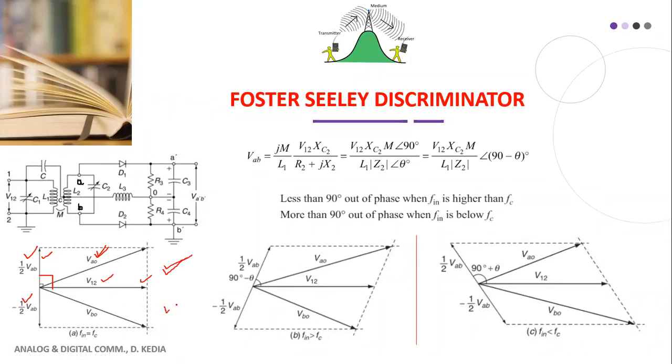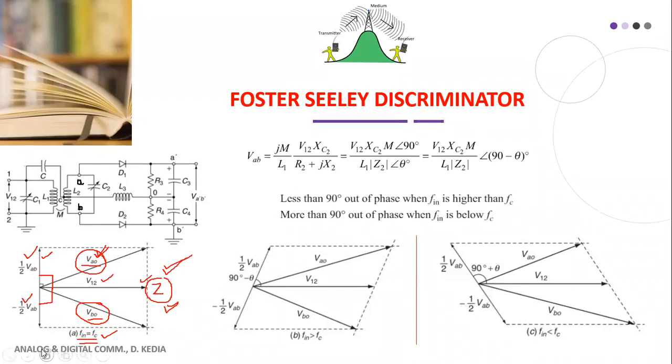This situation will happen when your fin is equal to fc. If there is exactly 90 degrees, then this will also be 90, because the total is 180. It means the resultant VAO and resultant VBO will be exactly the same. If you graphically look at VAO and VBO, both are the same because their phase is the same. So if you subtract VAO and VBO, the output will be 0. Meaning when your input signal frequency is equal to carrier frequency, your output will be 0.